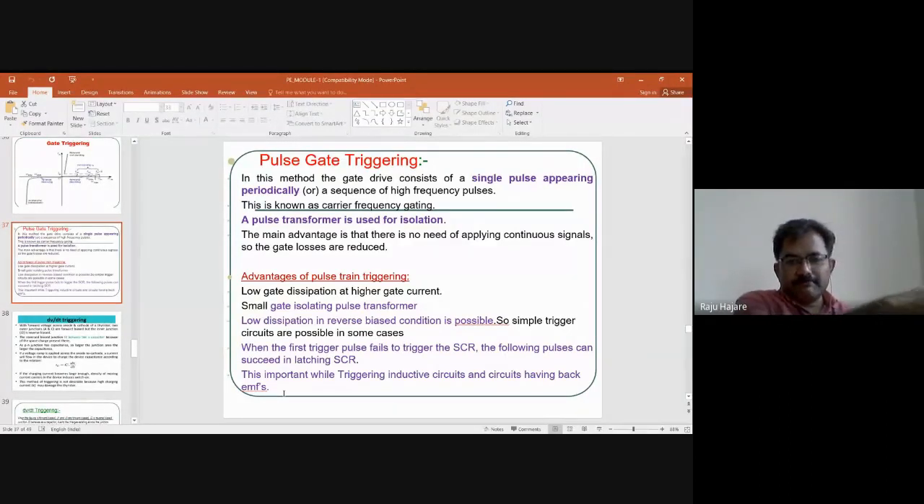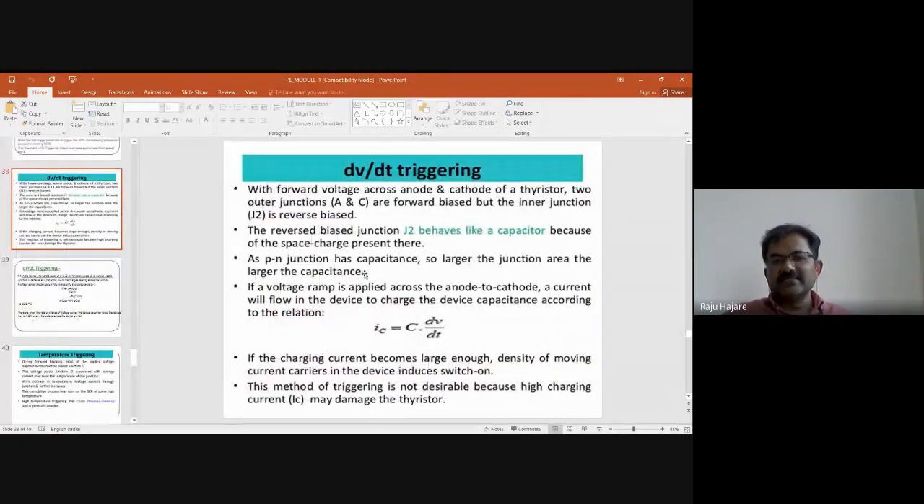When the first trigger pulse fails to trigger the SCR, the following pulses can succeed in latching the SCR. Latching is also called turning on the SCR. So this is one mechanism. One more mechanism of turning on the SCR is this.